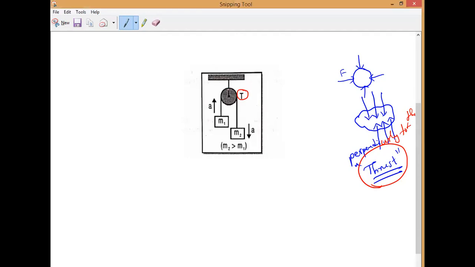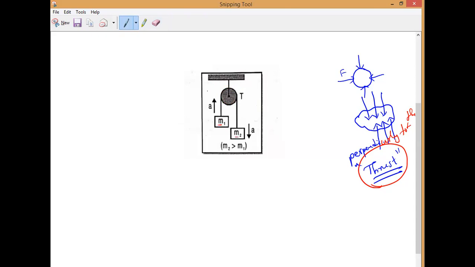So this middle part, what we used to call, what is this one, the black one? This is what we call a pulley. Now if you notice, I attached how many bodies? Two bodies. One is M1 and another one is M2.